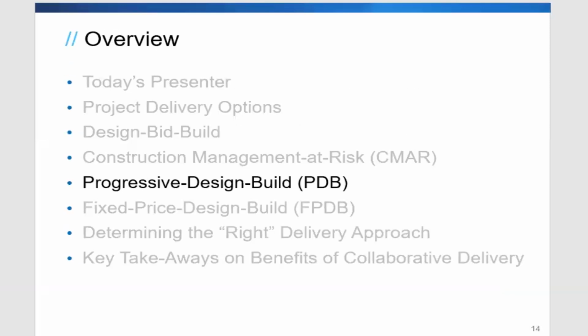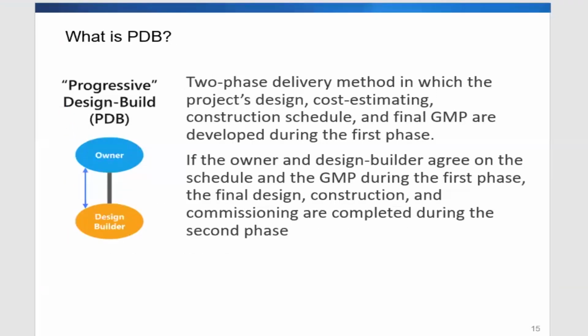So moving on to the next collaborative approach, which is the progressive design build. First of all, with this type of approach, the contractor forms a team with an engineering firm, that's the designer. So they come together as one team and then enter into a contractual relationship with the owner. And there's a working relationship between the design builder team and the owner for this type of delivery approach.